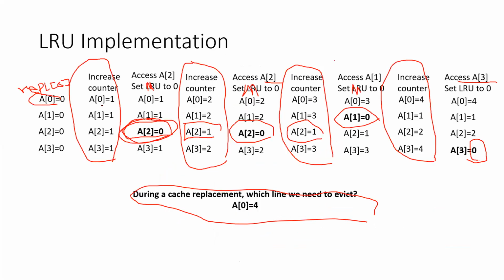I made a mistake here. This is the most recently used. I will modify this after this class and upload the correct version of this implementation. So in this way, we can mimic the least recently used implementation. This is not the real least recently used. That's the reason why we call it a pseudo.